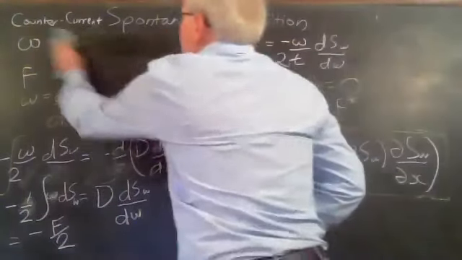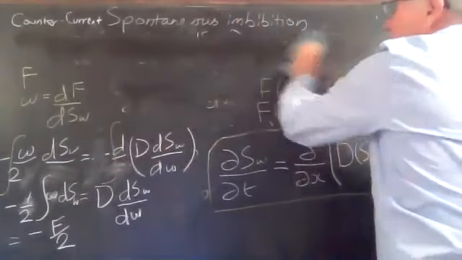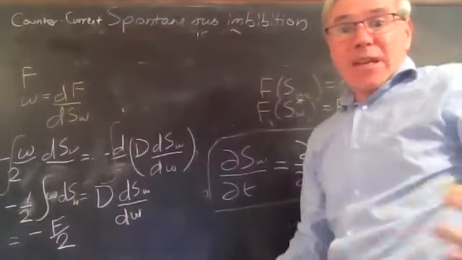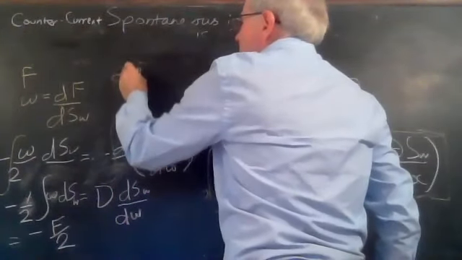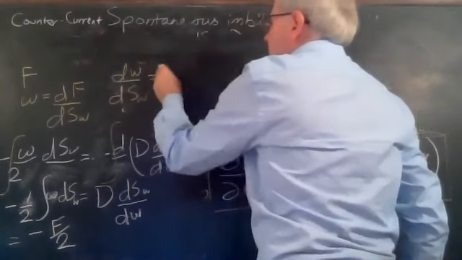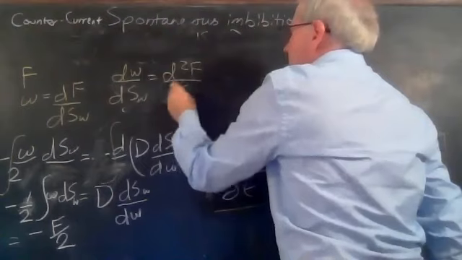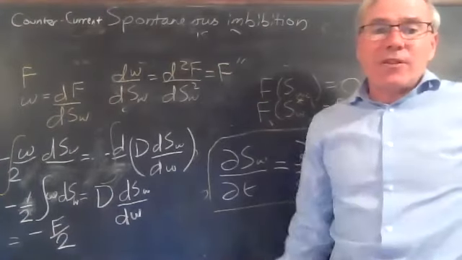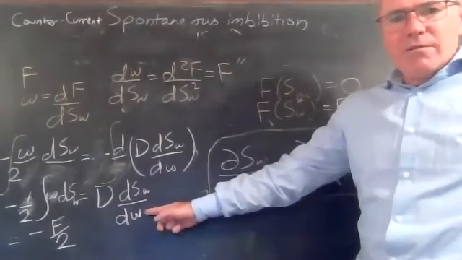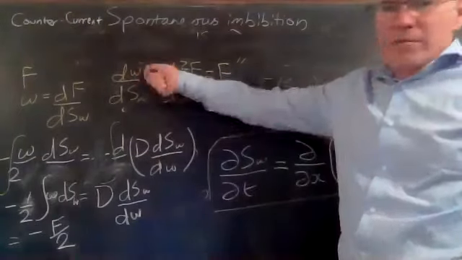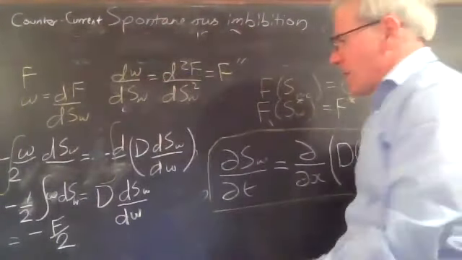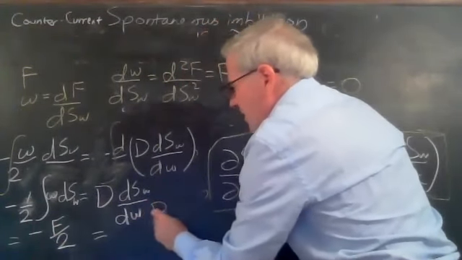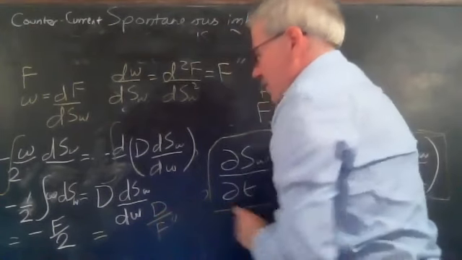So let's have a look at this. Let's just differentiate this again. D omega by dsw is d2f by dsw squared, which I can call f double primed, the second derivative. What's dsw by d omega? Is it flipped? Actually, this can be written as d over f double prime.